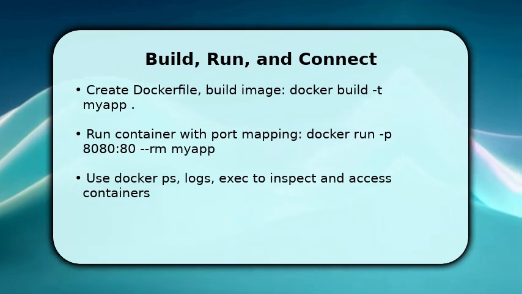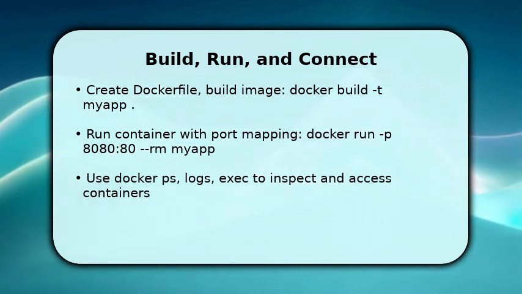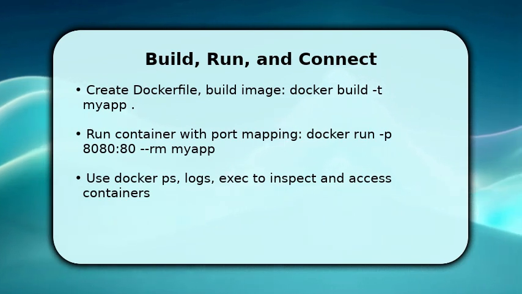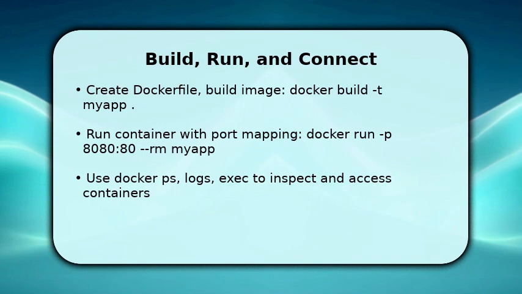Use docker ps to list, docker logs to read output, and docker exec myapp bash to inspect running processes. Make sure to attach volumes for persistent data and check firewall rules so Windows can reach exposed ports.